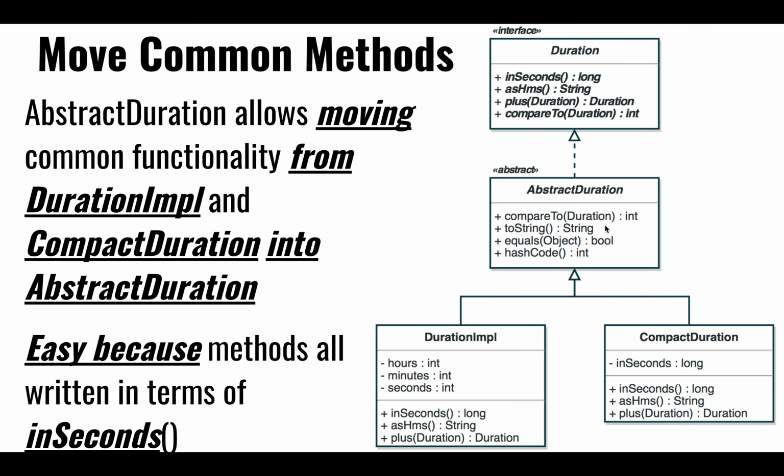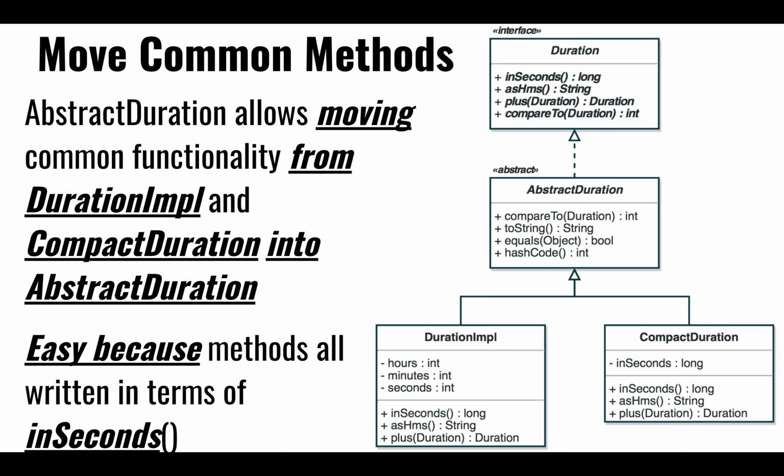All right, so let's move a couple of the methods that are trivial. These are very simple. All these methods are written in terms of the smallest unit of seconds. Remember that we wrote a lot of these functions in terms of seconds. Since they're already written in terms of seconds, they don't do any transformations. We can just move them up and put them in the abstract duration just fine. There's nothing for us to do.